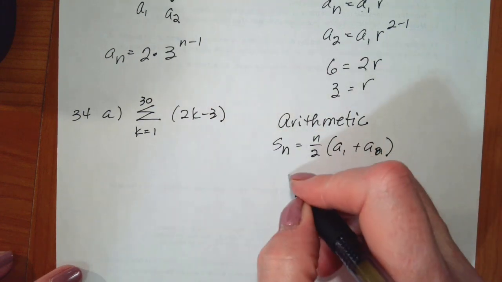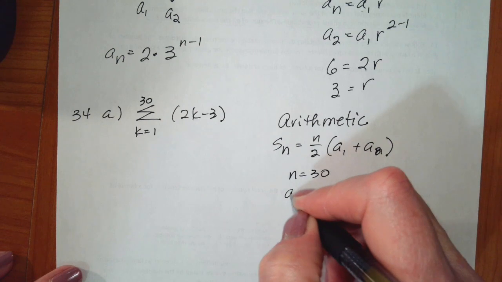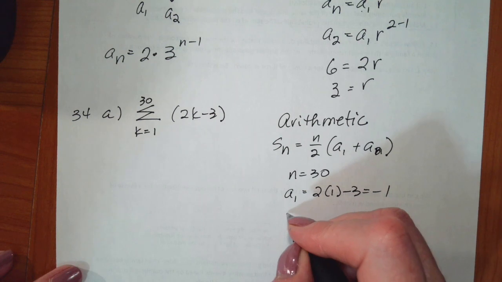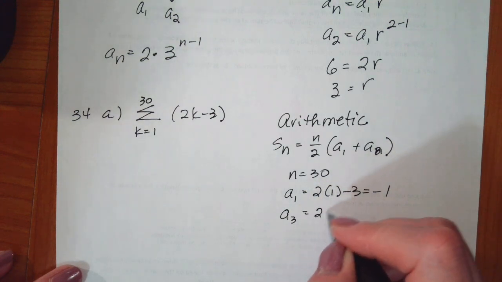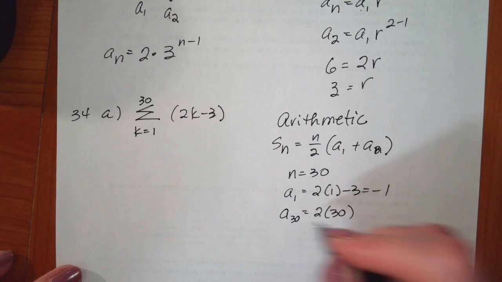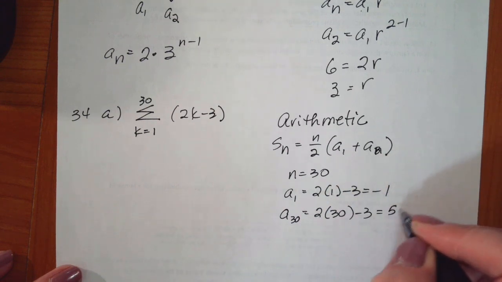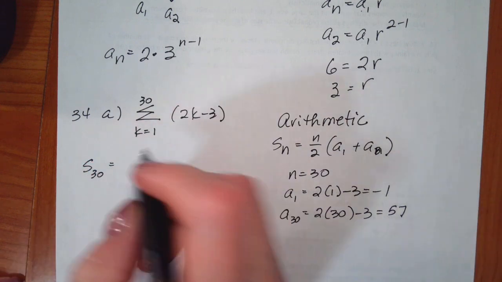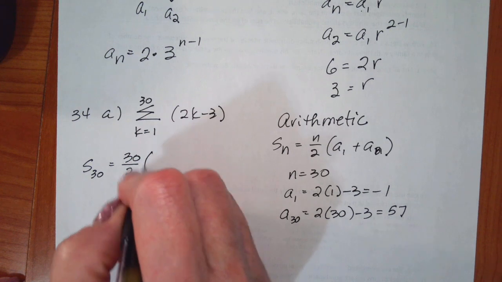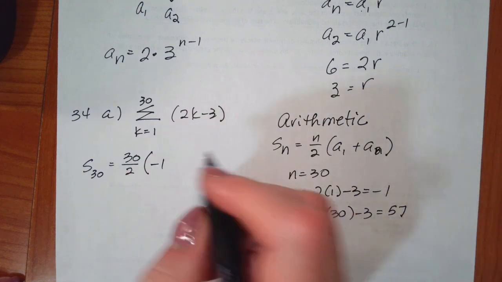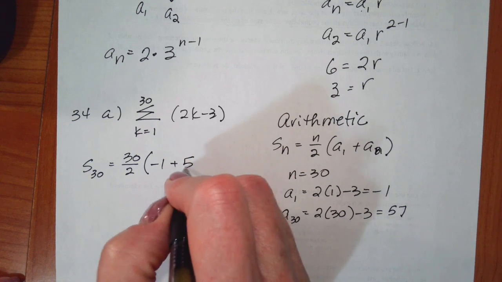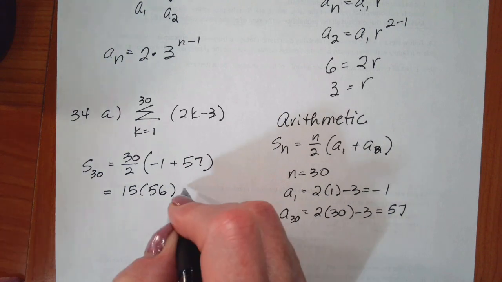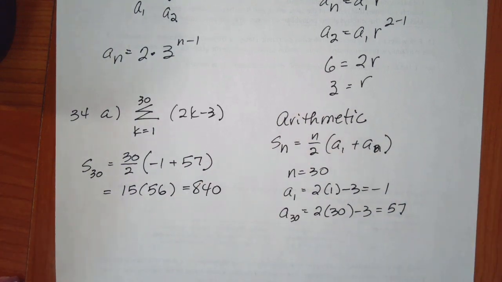All right, well, there are 30 terms, so n is 30. A sub 1 is 2 times 1 minus 3, which is negative 1. And a sub 30 is 2 times 30 minus 3, which is 57. So my sum of the first 30 terms is 30 over 2 times a sub 1 plus a sub 30, which gives me 15 times 56, which is 840.